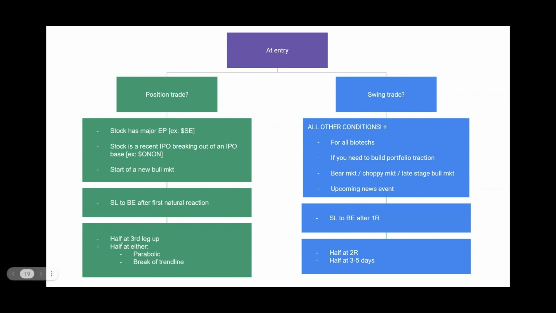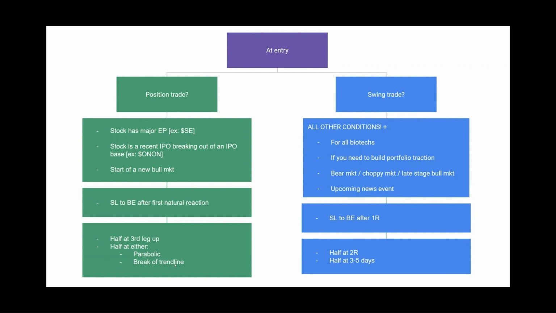So now let's go to the main sell rules that I use for my trades. If I'm in a position trade, then I sell half the stock when it makes the third leg up. I'm going to show you examples of exactly what I mean by that and what the logic behind it is. And I sell the other half either when the stock goes parabolic or when it breaks a trend line.